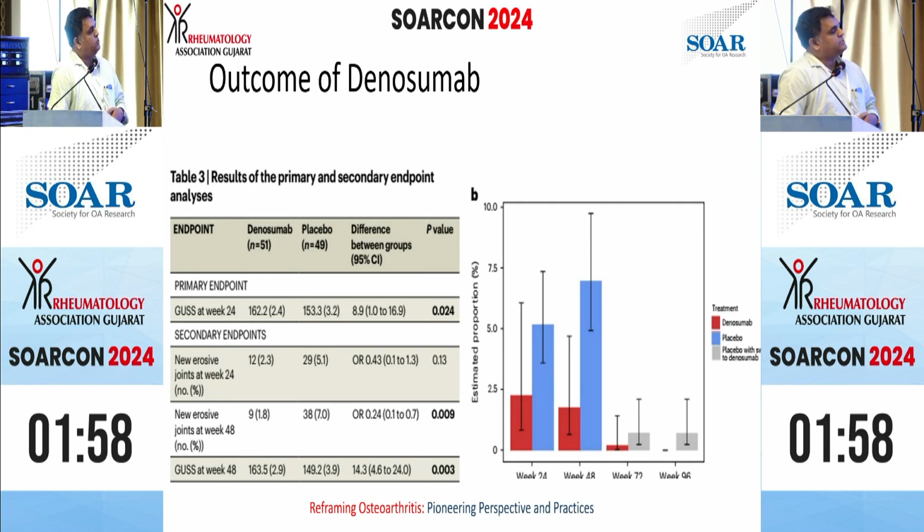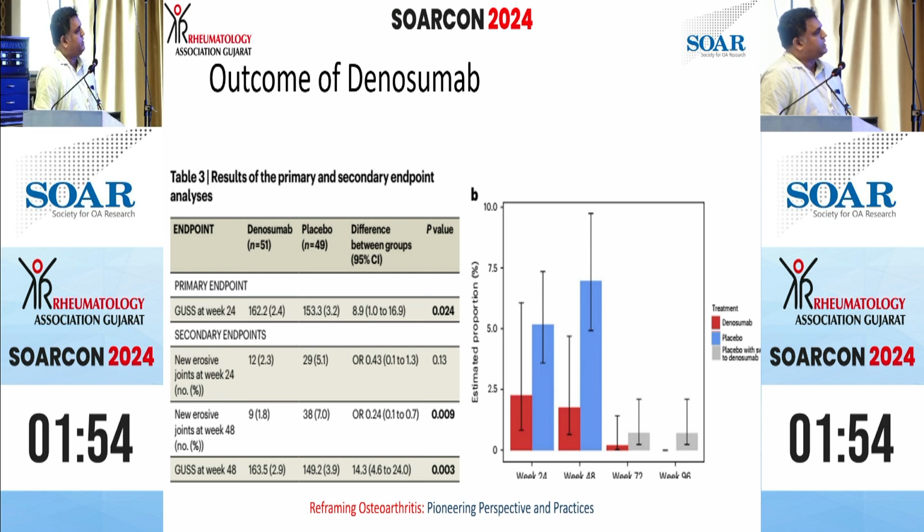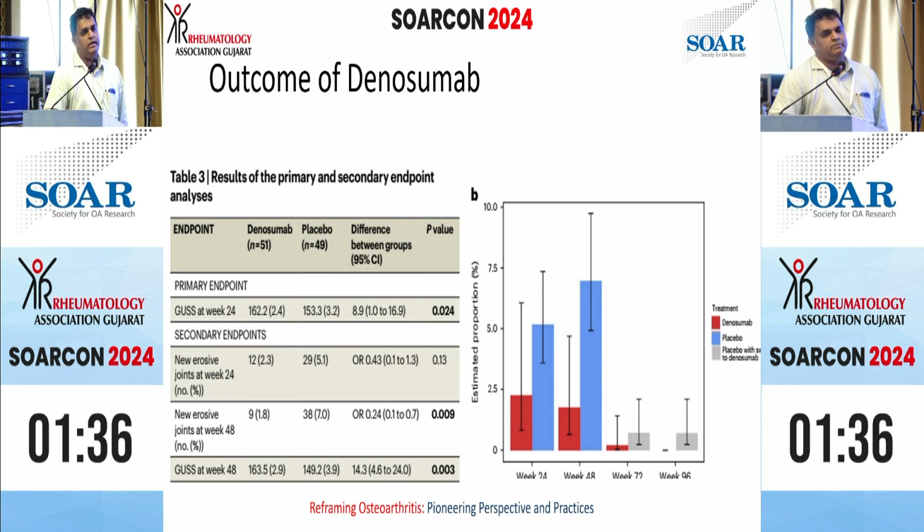The primary endpoint was the improvement in radiological score at week 24, and they found a significant improvement in the radiological score at week 24 as well as 48. The number of new erosive joints also showed a statistically significant decrease in the denosumab group as against the placebo, indicating that this could have a role in disease modifying treatment in patients with hand osteoarthritis.